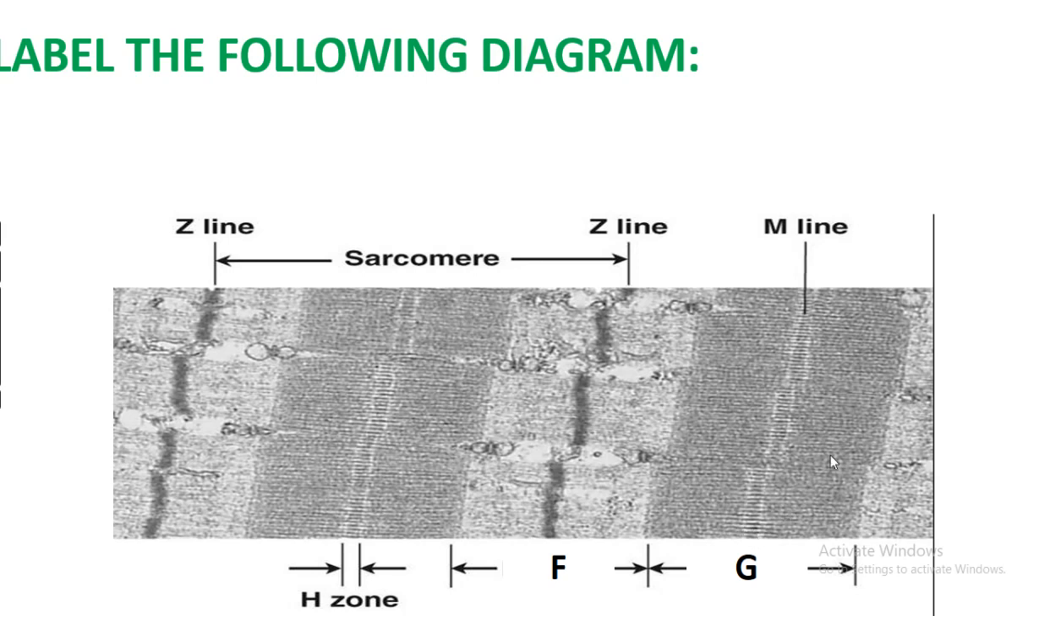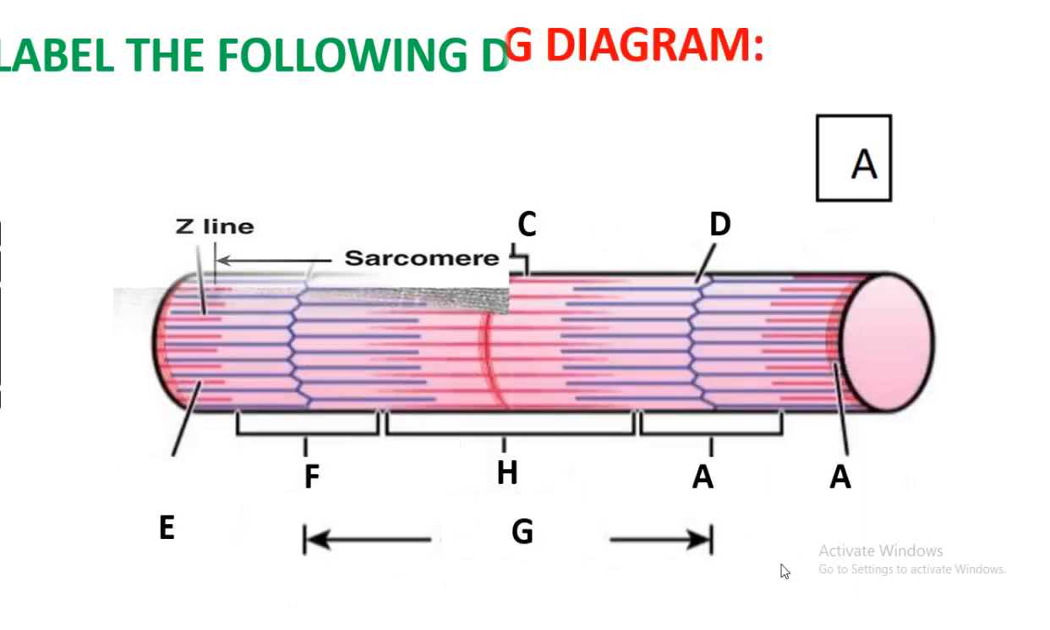Then let's quickly look at F, which I've already said is the I band. One thing about the I band is you can look at the triads. These are just some triads, and another thing you can look at in the I band are these guys, which are just mitochondria. The last one is just the A band. So these are the labels for this particular diagram. Let's quickly look at the other diagram.